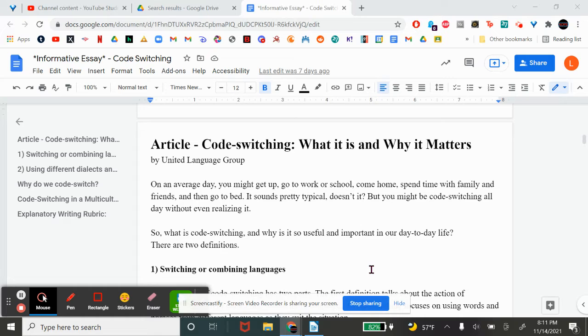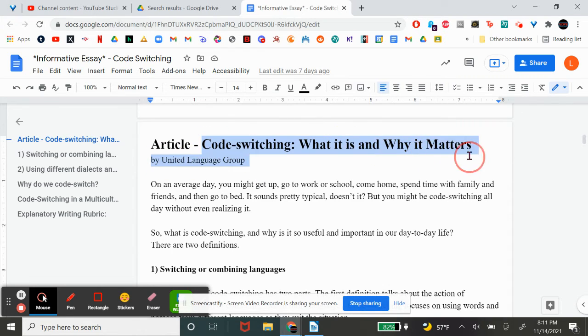All right, so the article is called Code Switching: What It Is and Why It Matters by United Language Group. So just keep in mind that when you cite this article, you're going to use this as the author name, and then this is the title name. Just keep that in mind.